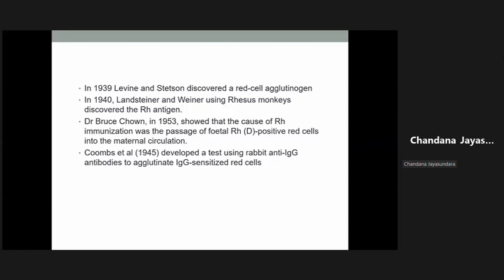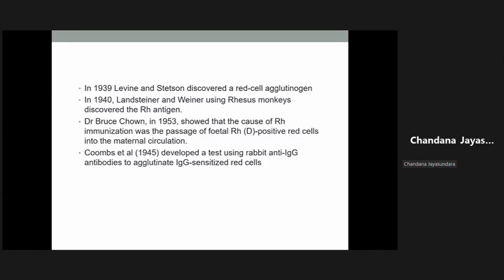And then in 1940, Landsteiner and Wiener. Now, Wiener is a very famous hematologist. So Landsteiner and Wiener, using rhesus monkeys, discovered the RH antigen. These are the two people who found out that the RH antigen is the cause of the problem that they were having.